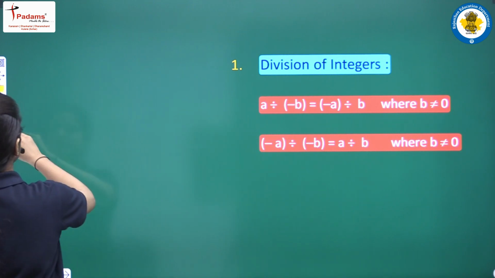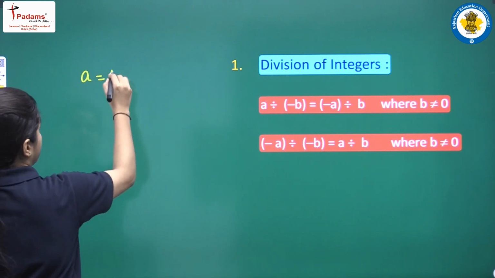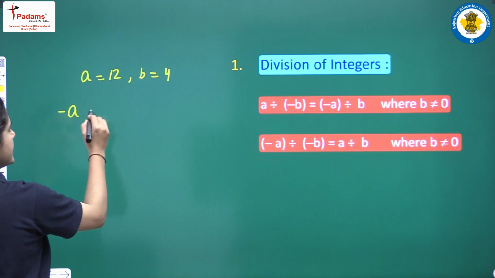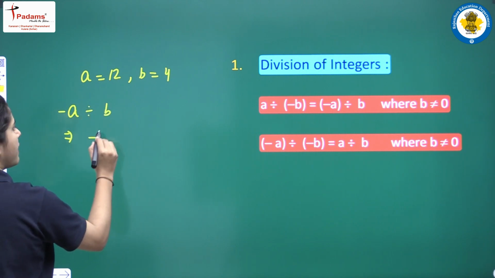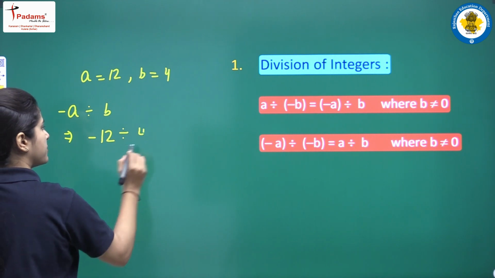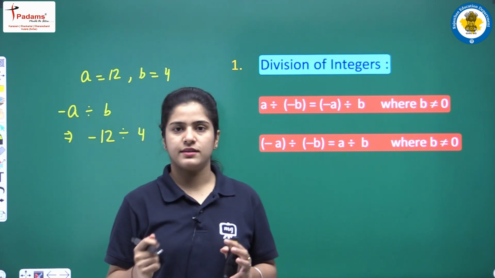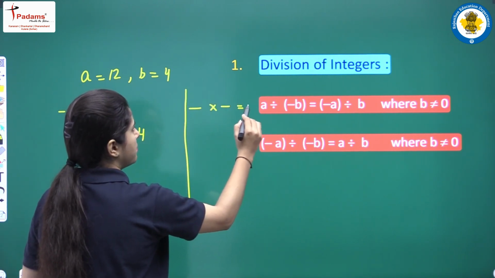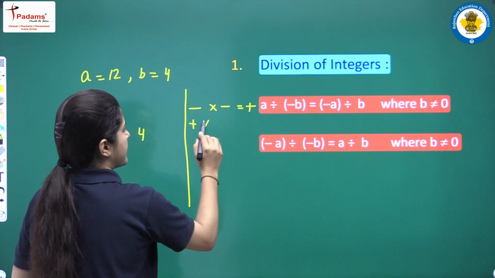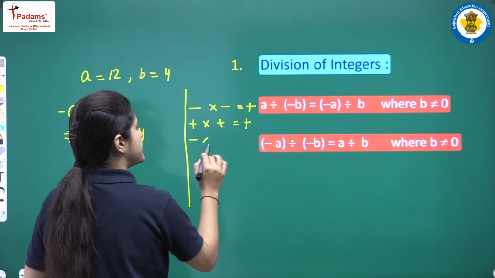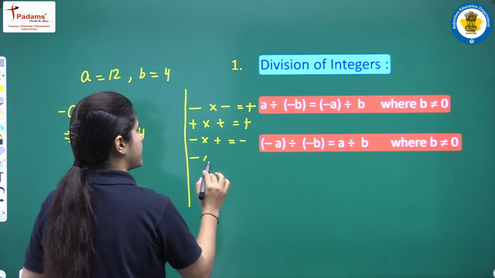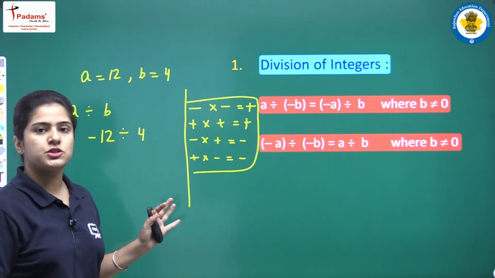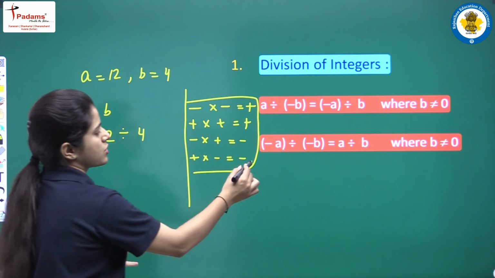So for example students, if I'm taking a as 12 and b as 4, firstly I'm taking minus a divided by b, which means minus 12 divided by 4. Students, have a clear thing in your mind. What we have done in the multiplication part: minus multiply minus is equal to plus, plus multiply plus is equal to plus, minus multiply plus is equal to minus, and plus multiply minus is equal to minus. So this is what we have discussed in multiplication of integers. So it is the same in division of integers.